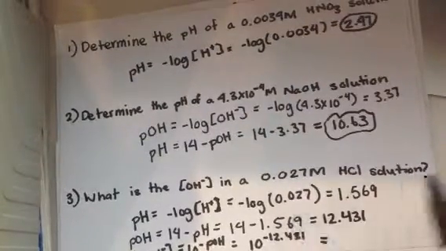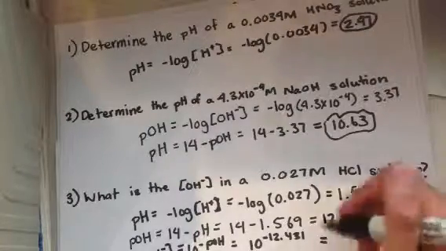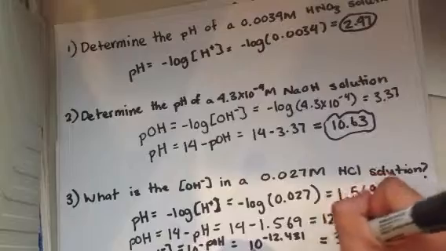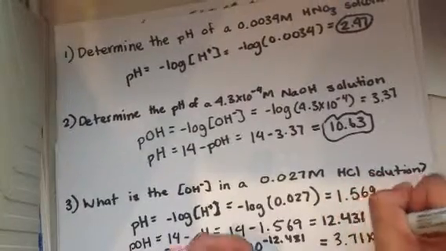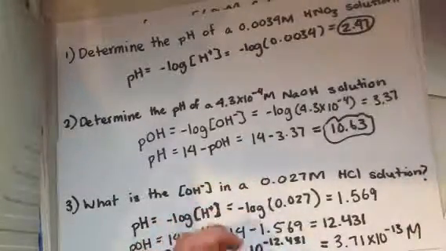Sorry guys, I don't have a calculator here, so I'm trying to do this. See if this works. 3.71 times 10 to the negative 13 molar. Awesome, there you go.